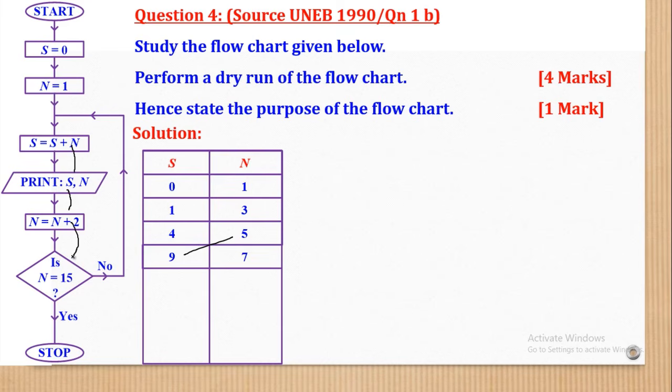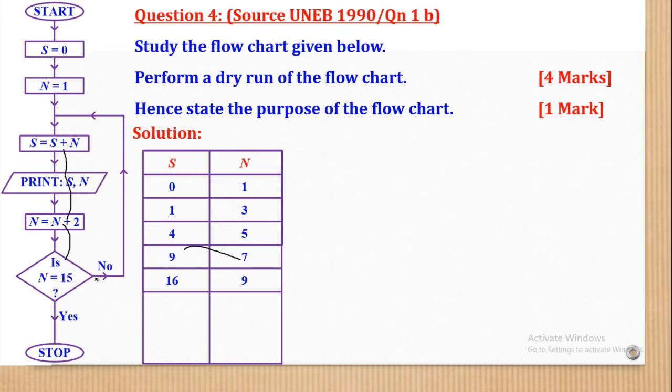Then is n equal to 15? This answer gives you no. So no means that you go back and make s to become s plus n. So this plus this gives you 16. You print and increment n by 2. So 7 plus 2 gives you 9.